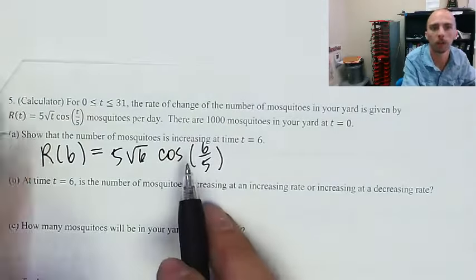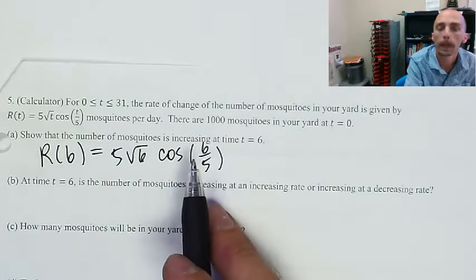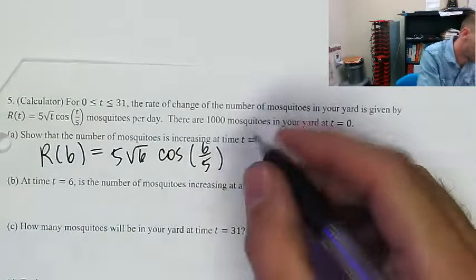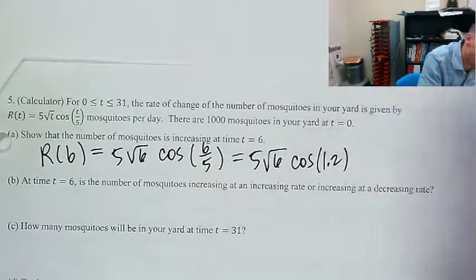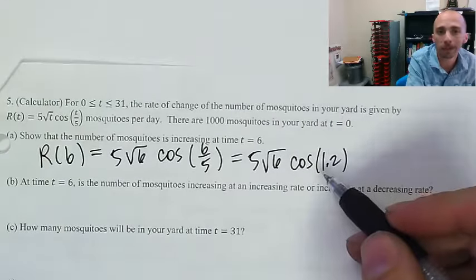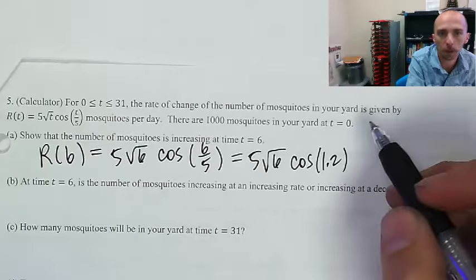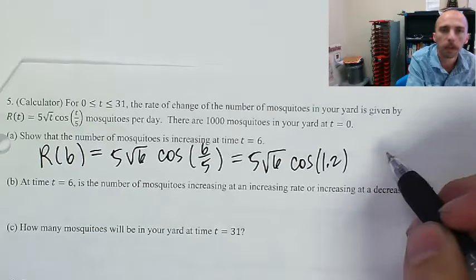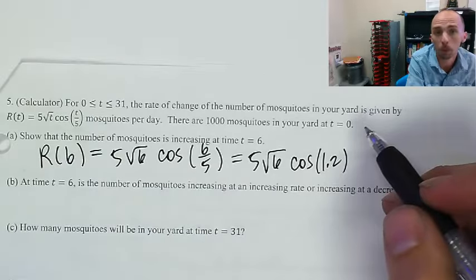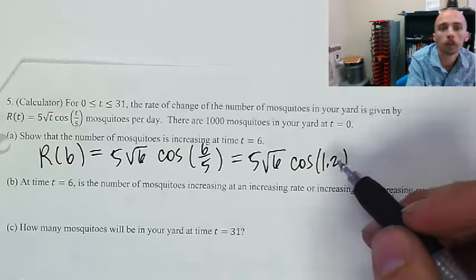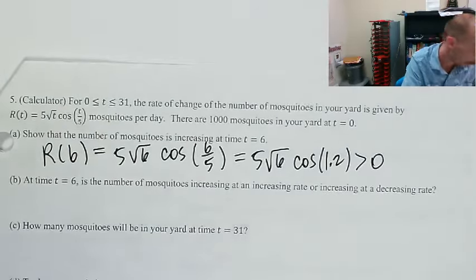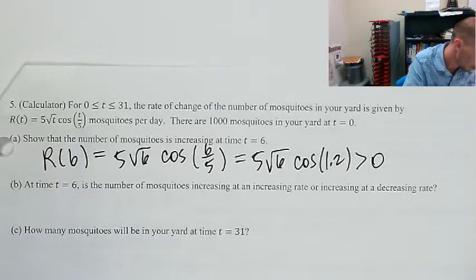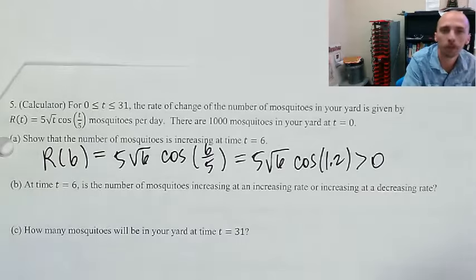What this is equivalent to showing is that, well, yeah. Cosine of 6/5 is 5 square root of 6 cosine of 1.2, right? Cosine is positive from 0 up to pi over 2, right, where the x-coordinate is positive. And pi over 2 happens to be bigger than 1.5 because pi is bigger than 3. So I'm going to say that this is all greater than 0. Okay, I don't even need to use a calculator for that. At time t equals 6, is the number of mosquitoes increasing at an increasing rate or increasing at a decreasing rate? It's a good one.